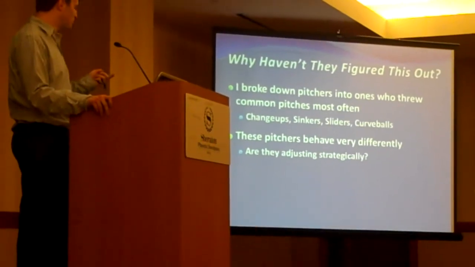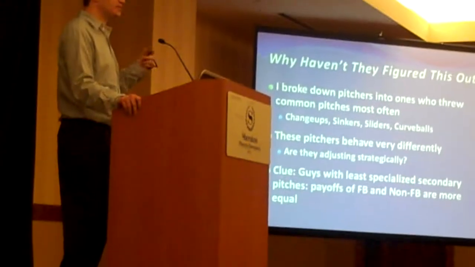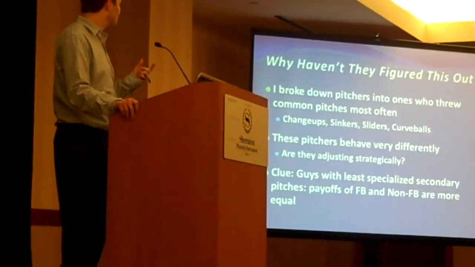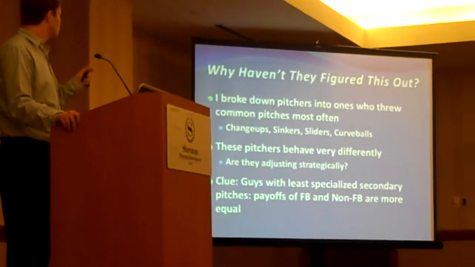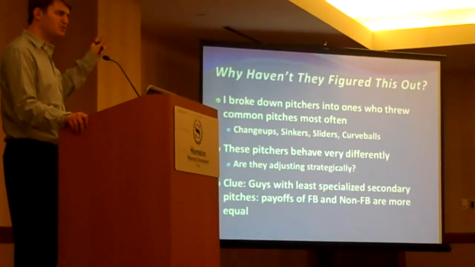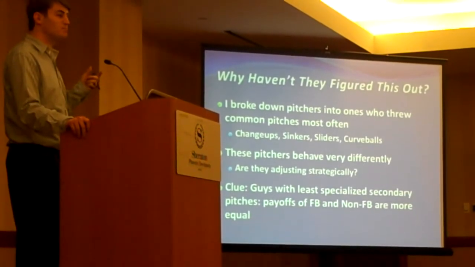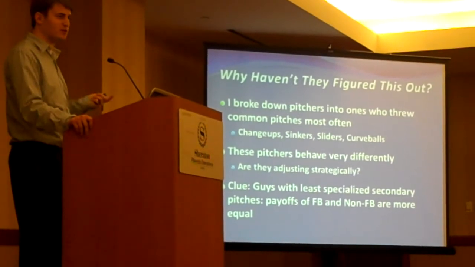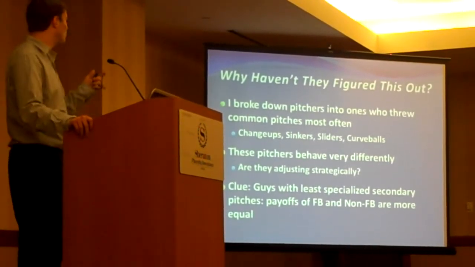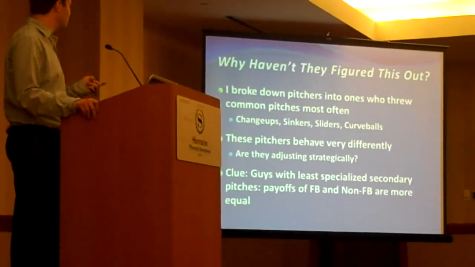The question is really, are they adjusting strategically? Here's a clue into why I think that this rare skill thing is really what's motivating this. The guys with the least specialized secondary pitches, the 50 or so guys that were not included in these specialized groups, their table actually looked much better. They were being much more rational because they were behaving with a similar skill set as a bunch of other pitchers and had kind of copied over time how often to throw a fastball in a 2-0 count and a 1-2 count, etc. And had learned. But these specialists with these rare skills can kind of get away with it.